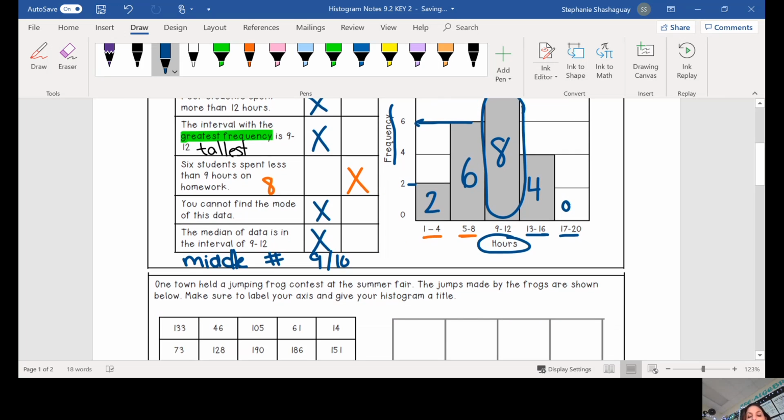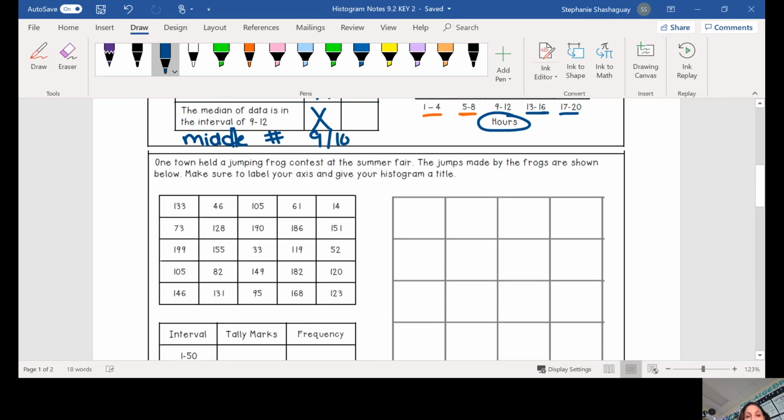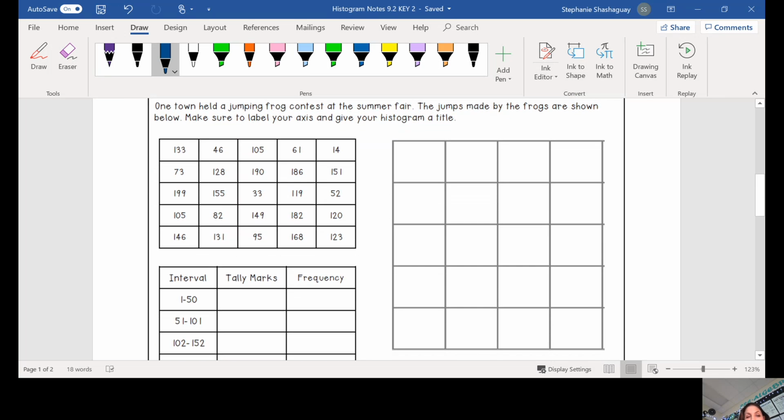I know that's a little bit of a tricky question. We just have to think about it and look at how many people were surveyed and where that middle term would fall. Okay, so now we're going to practice making our own histogram with this bottom chart here.